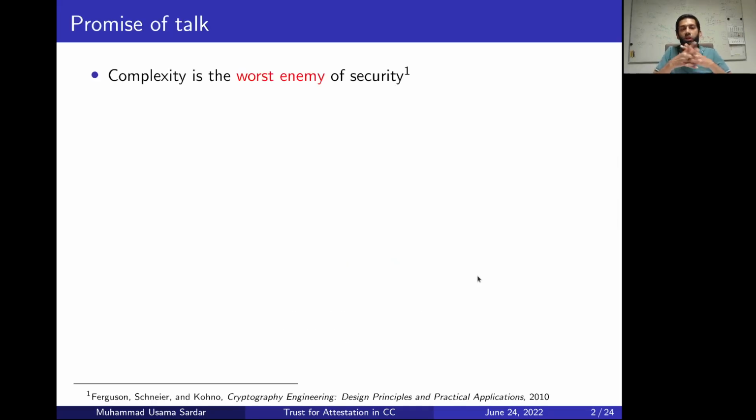The promise of the talk is as follows: during the last decades, it has been figured out that complexity is the worst enemy of security. And it really is like that. When we have a very complex system, it's very difficult to debug it. It's very difficult to understand what is going on, and it leads to different security flaws. However, it seems that Intel has not learned the lessons from the failures of SGX, and in its recent technology, it's repeating the same complexity problem.